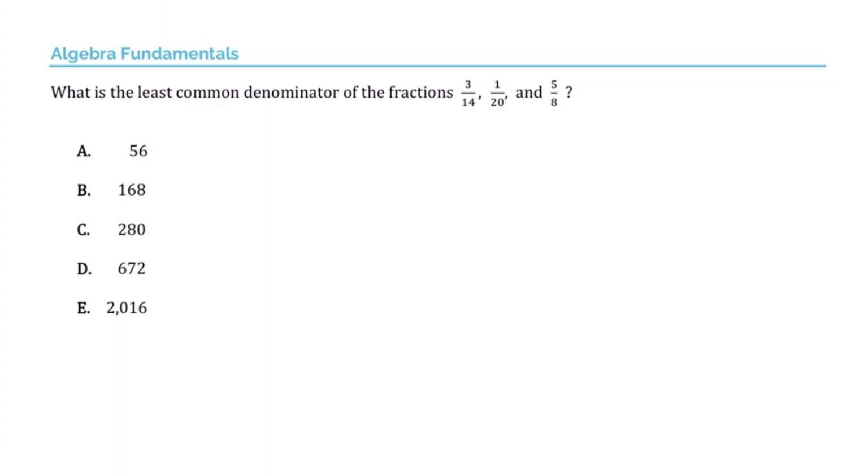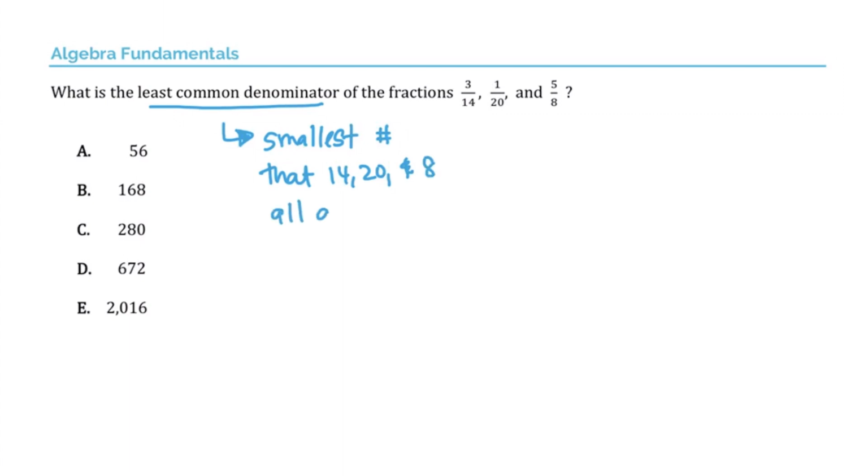The first question says, what is the least common denominator of these three fractions? So the first thing I want you to know is, what is the least common denominator? That is going to be the smallest number that 14, 20, and 8 all go into. I know it took me a second to write that down, but I really want to make sure you have this clearly in your notes. What is the least common denominator? It is the smallest number that 14, 20, and 8 will all go into.